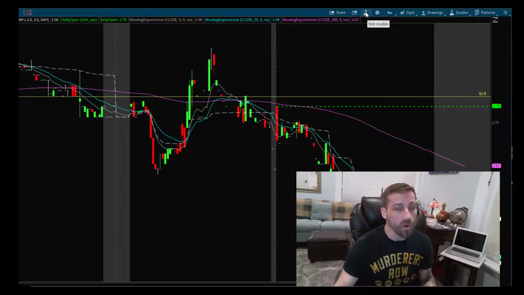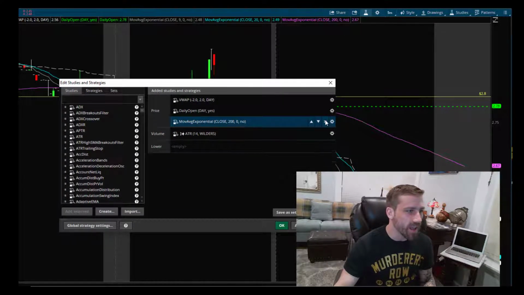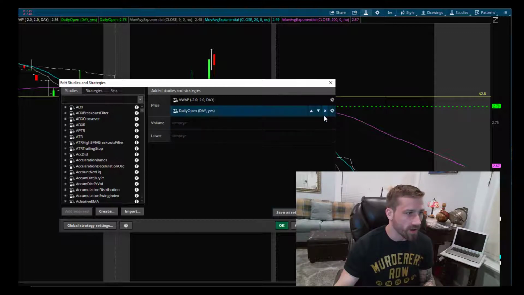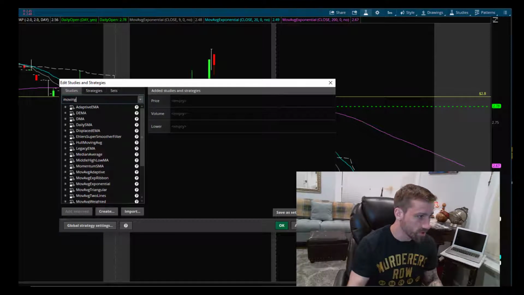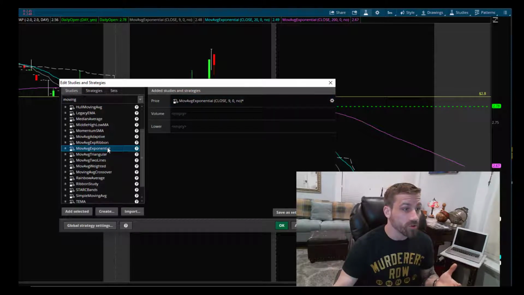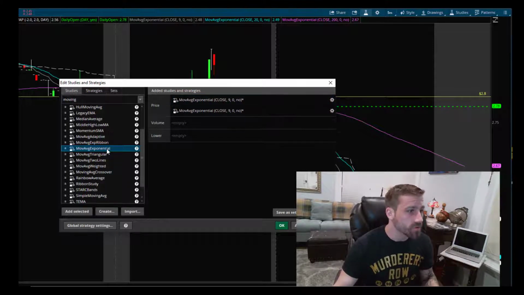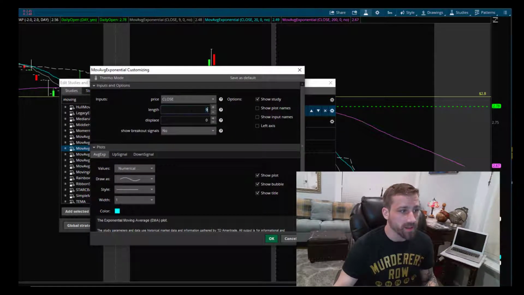What you want to do is click on this little potion bottle, and I'm going to exit all of these out just so you can see how I do it. So you're just going to type in moving average, and you're going to look for the one that says exponential. You're going to put 3 of them on your chart if that's what you want to use. I use 3, so I'm going to put 3. Then you click this little gear right here, and that'll bring up the settings. And you could very easily change it to whatever length you want.